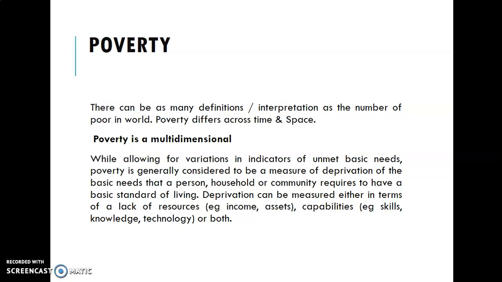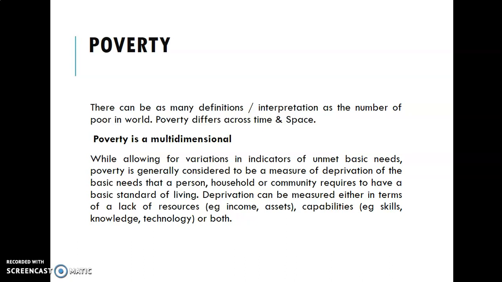So deprivation is actually the full scale of measurement of unmet basic needs in different social contexts as well. When someone is poor, in society no one has good relationships with them due to their income and other non-purchasing powers. So while allowing for variation in indicators of unmet basic needs, poverty is generally considered to be a measure of deprivation of the basic needs that a person, household, or community requires to have a basic standard of living.